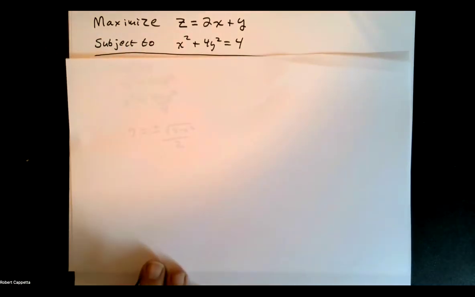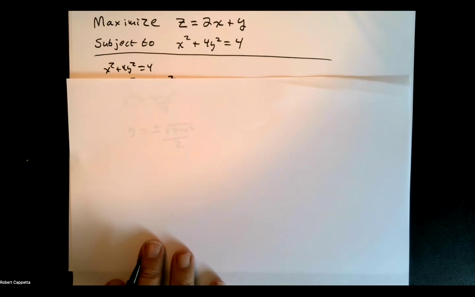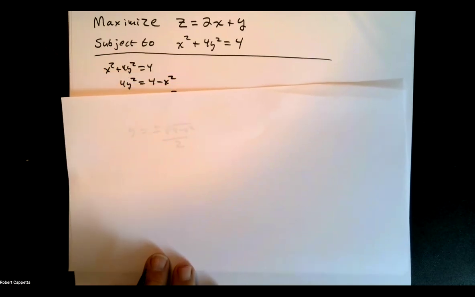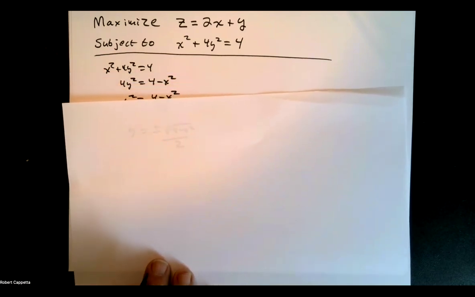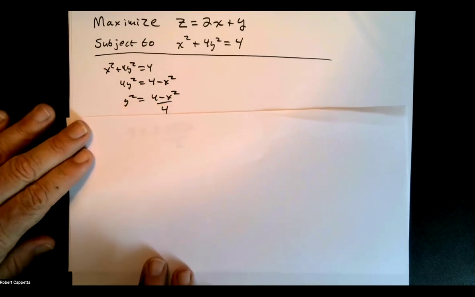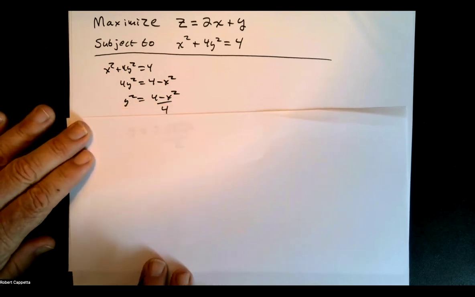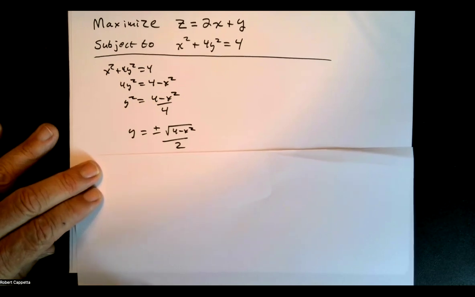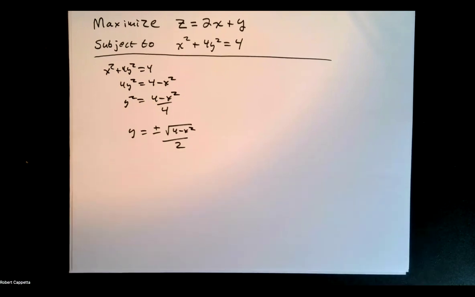Well, what can we say? X squared plus 4y squared is 4. So 4y squared is 4 minus x squared. Y squared is (4 minus x squared) over 4. Then y is plus or minus the square root of 4 minus x squared, over 2. So I'm going to jump to my spreadsheet and program it accordingly and see what we get.